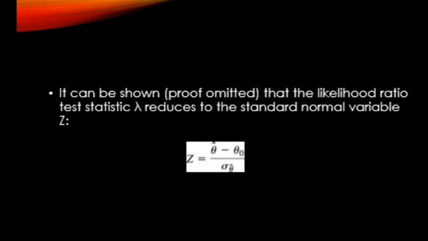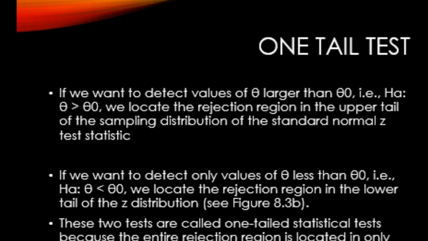The proof is omitted, but the likelihood ratio would actually reduce down to something we are familiar with: z equals theta hat minus theta 0 divided by sigma theta hat. So this is where we will start. This will be our test statistic. Now we have a normal distribution, which will also help us come up with the rejection region.